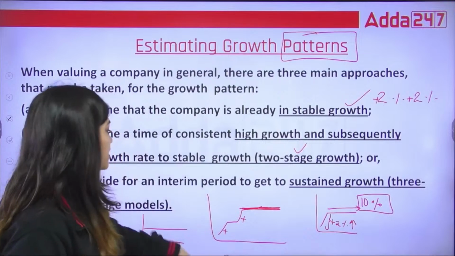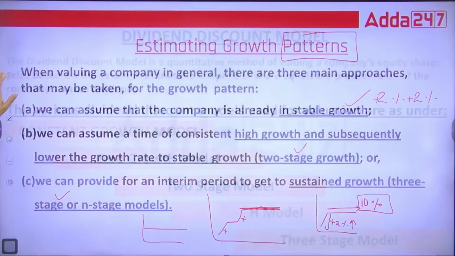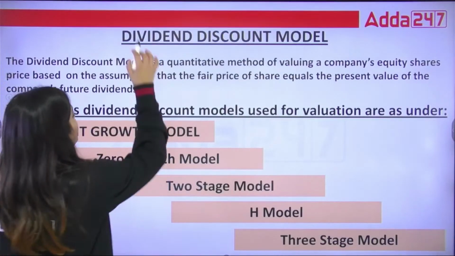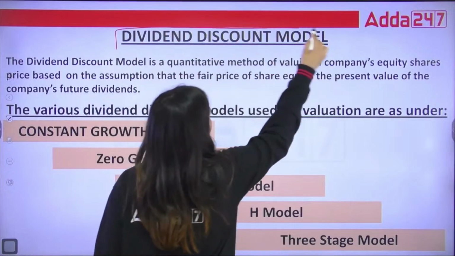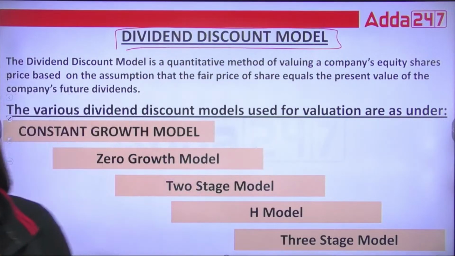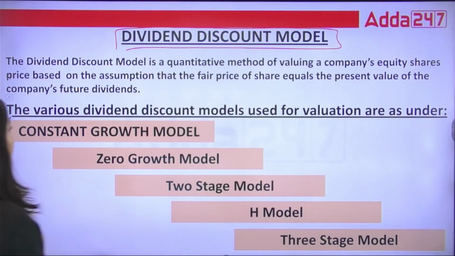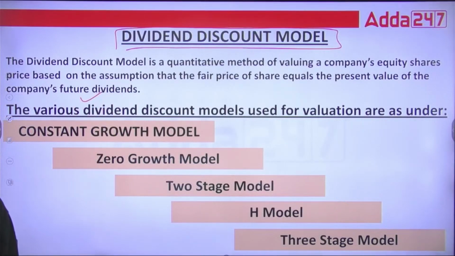That is what your 3-stage model is. Or we can call it an N-stage model also. Now, after this we are going to see, under this DCF, the dividend discount model. Under this we are going to use dividend discount models for the calculations. So what are the various dividend discount models that we can use for the valuations?